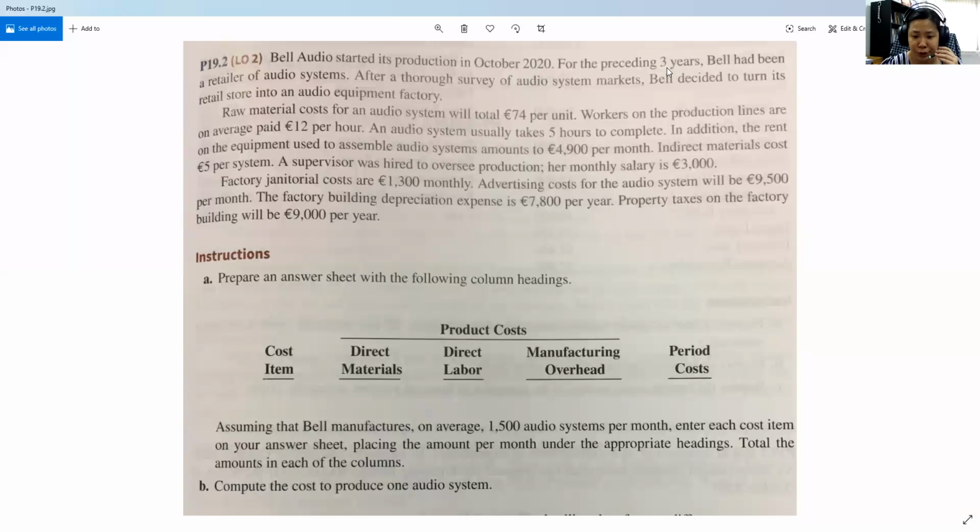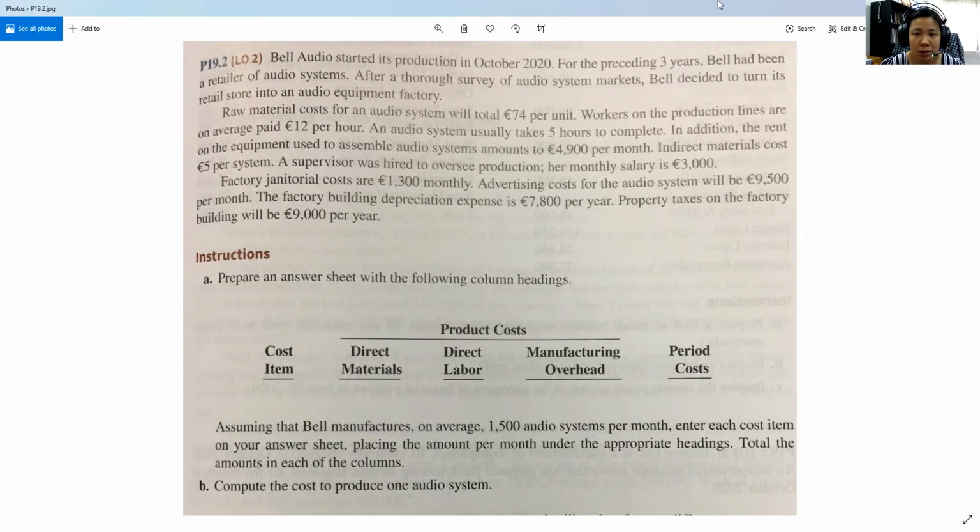Hello everyone. Now let's do problem 19.2 in your book. It's on page number 37. Okay, so let's open the book and do problem 19.2. I will show you how to do it.